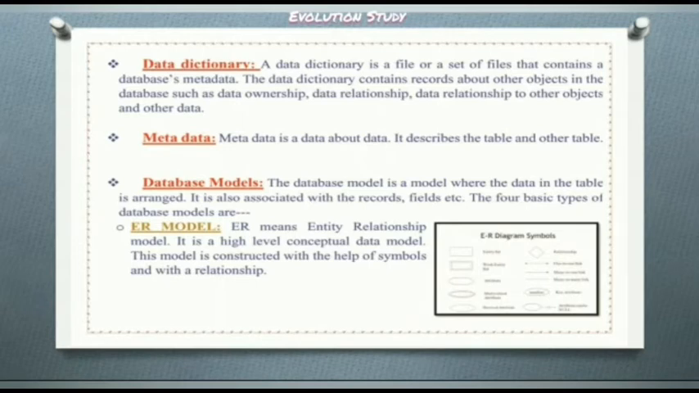Now what are database models? A database model is a model where the data is in tables and is arranged. It is also associated with records, fields, etc. The four basic types of database models are the ER model. ER means entity relationship model. It is a high-level conceptual data model. This model is constructed with the help of symbols and relationships. As you can see, the diagram is given here on the right-hand side.